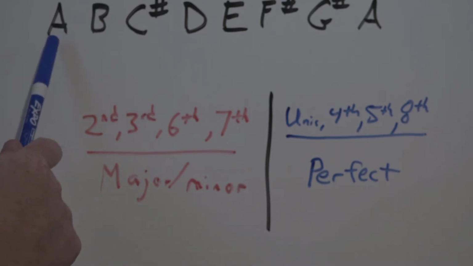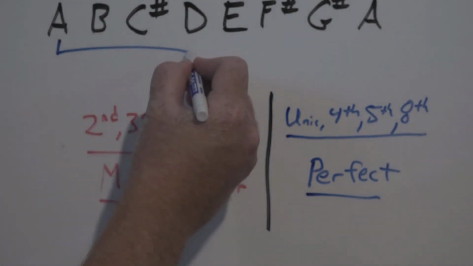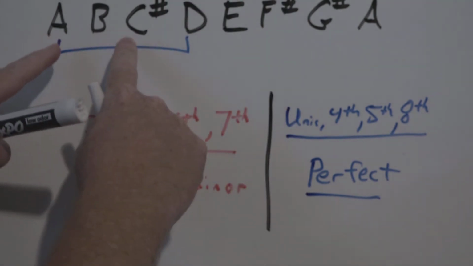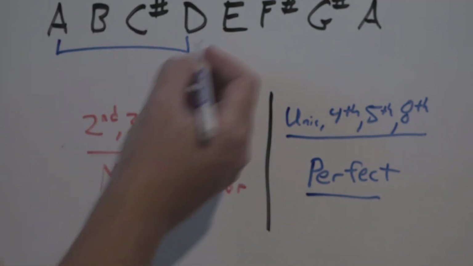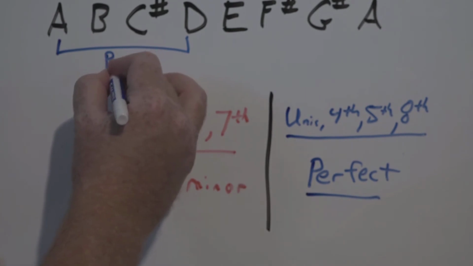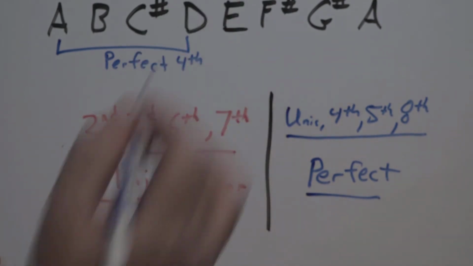Now, when we're dealing with a note and then its major scale, all we will have are major intervals and perfect intervals. So for example, if we have an A to a D, that's a second, third, fourth. Then since A goes up to D and D is in that major scale, it is now a perfect fourth.